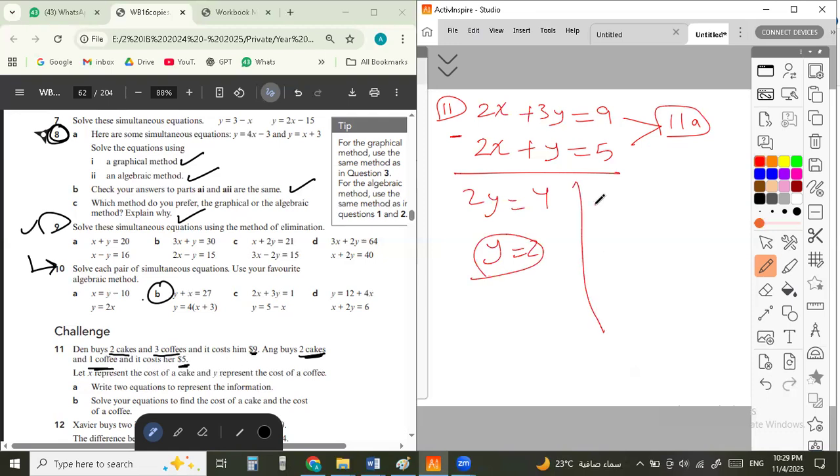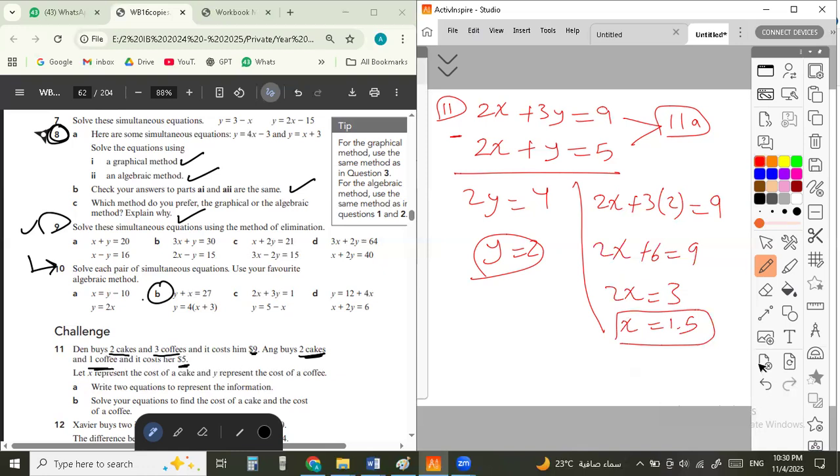Now let's find the X. Substitute in the first equation, 2X plus 3Y, which means 3 times 2, we found Y is 2, equals 9. If 2X plus 6 equals 9, then 2X equals 3, send the positive 6 to the other side, -6. So X equals 3 over 2, which is 1.5. This is the value of 1 coffee. 1 cake is the X, 1 coffee is the 2, which is the Y.